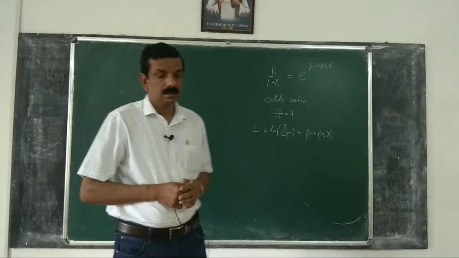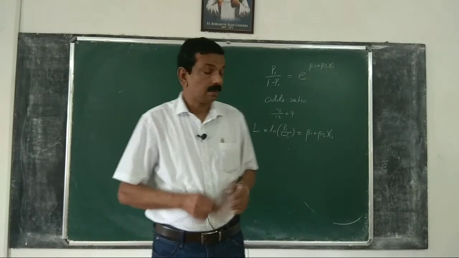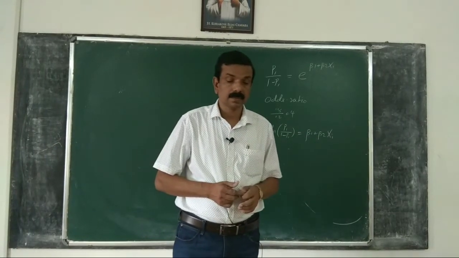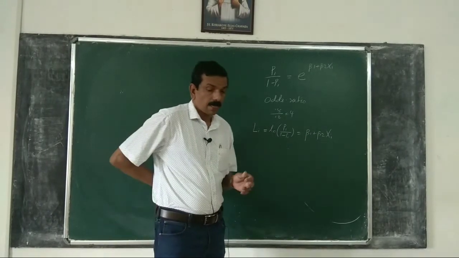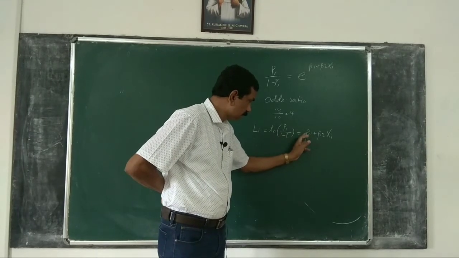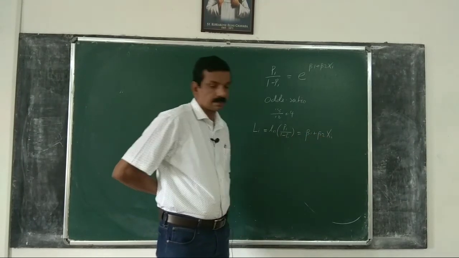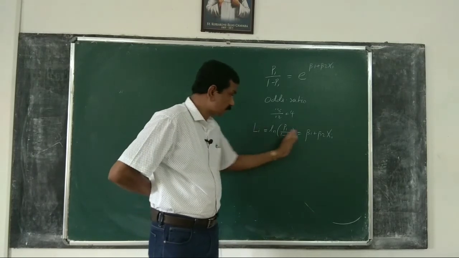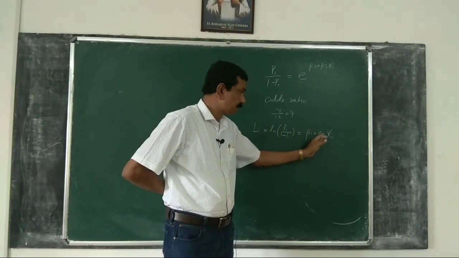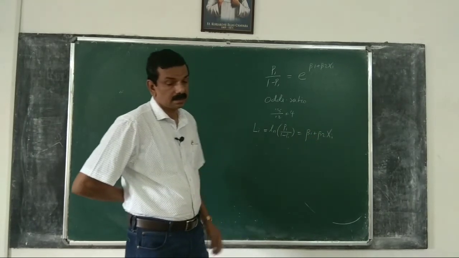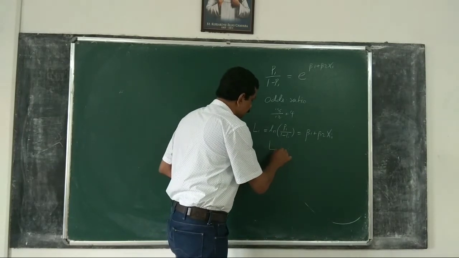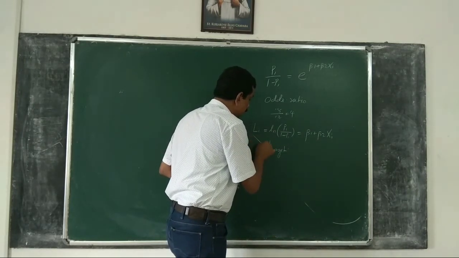So what is L? L is the log of the odds ratio. And as you know, Li is equal to beta 1 plus beta 2 xi. So the log of the odds ratio is linear, not only in x but also in the parameters. L is known as the Logit.